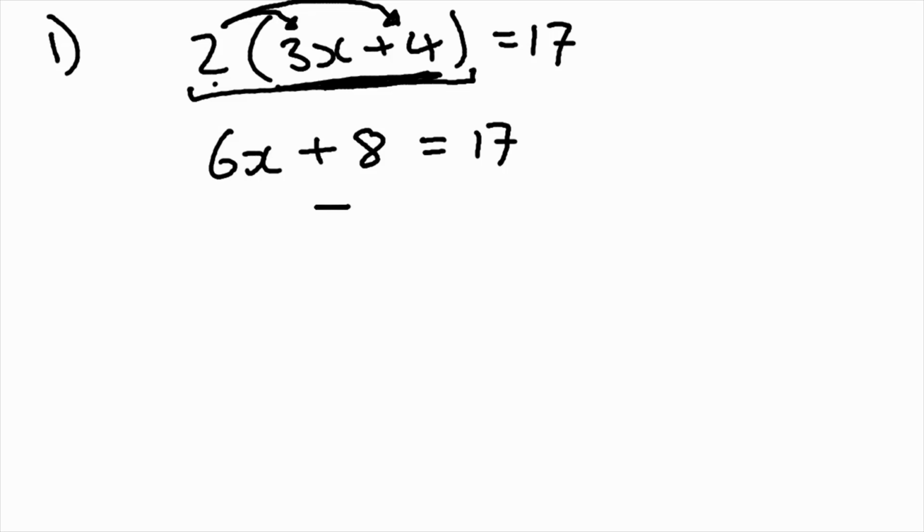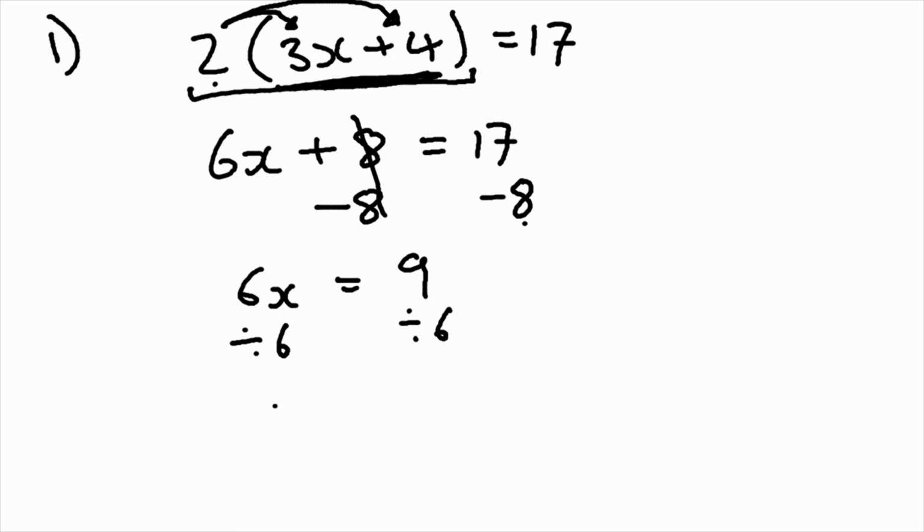We have a plus 8 here, so we're going to do the inverse, the opposite, which is subtract 8. And what we do to one side of the equation, we have to do to the other. The 8's cancel out, which leaves us with 6x equals 9. 6x means 6 times x, so the opposite of this is going to be divide by 6. So x equals 9 over 6, or if we simplify this, 3 over 2, or as a decimal, 1.5.